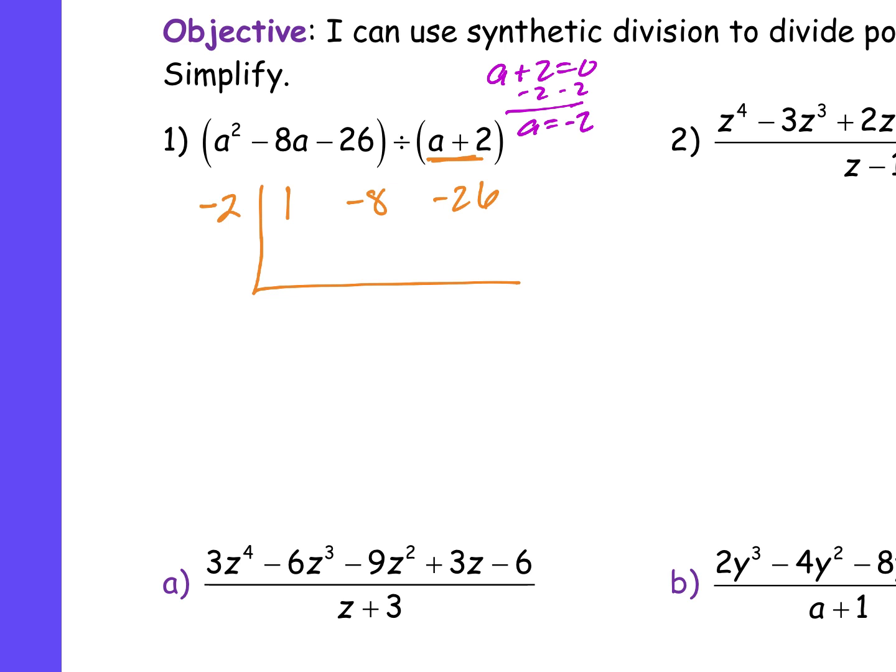Okay. So I drop the 1 down. And then I multiply. Negative 2 times 1 is negative 2. Then you add them together. It's not subtract, it's add. So negative 8 plus negative 2 is negative 10. Multiply them together is 20. Combine them together, negative 6. So I started with an a squared, so this is going to be a minus 10 minus 6 all over a plus 2. Done.